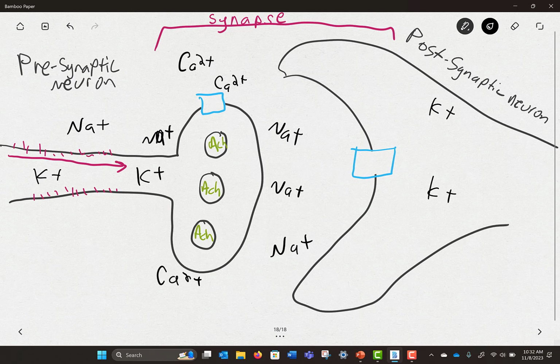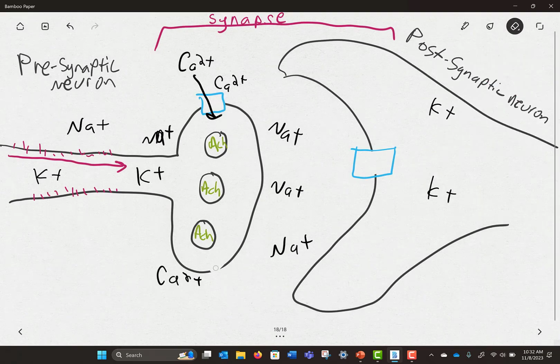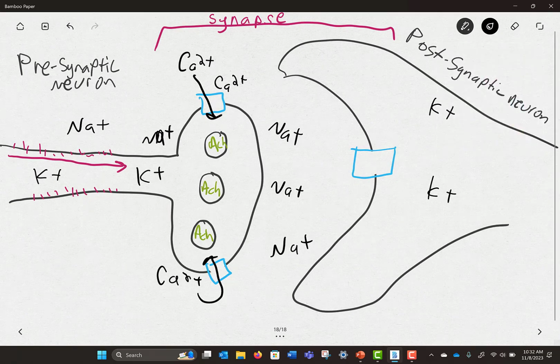Calcium high on the outside of the cell, low to non-existent on the inside, because calcium likes to bind to things, and we don't really want that. But now calcium is rushing in. And those voltage-gated calcium channels, they're all over this terminal bouton. So I'm going to draw another one down here. Calcium rushes in. And what does calcium do?